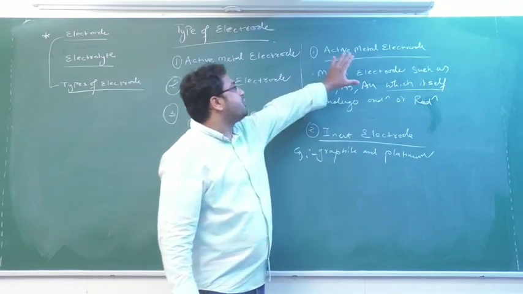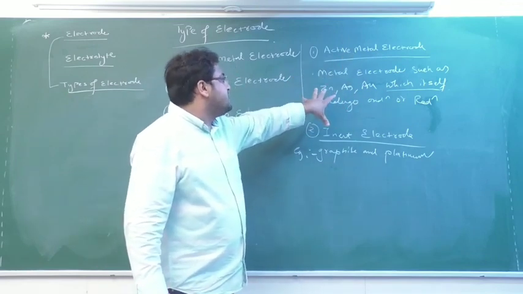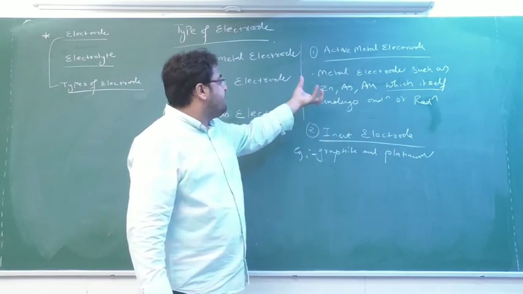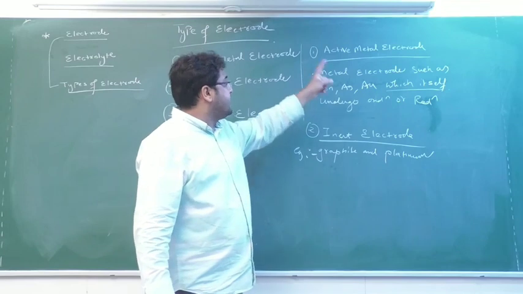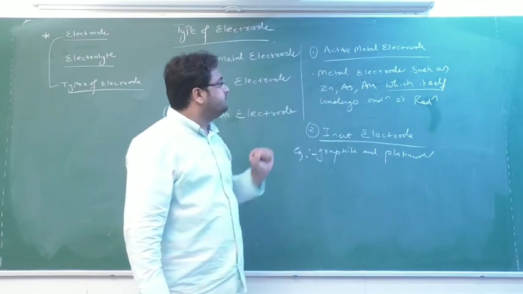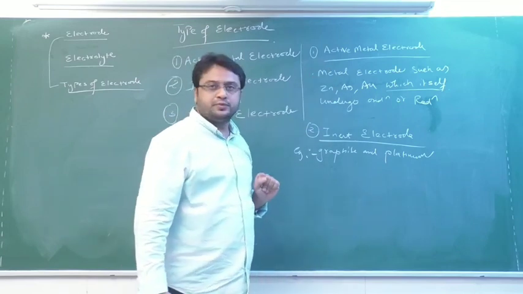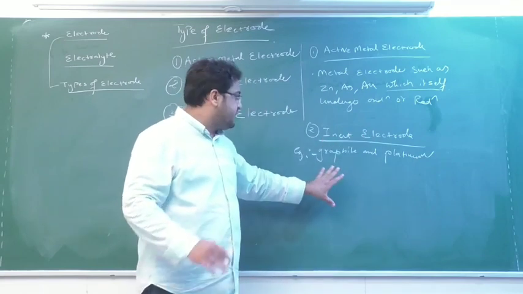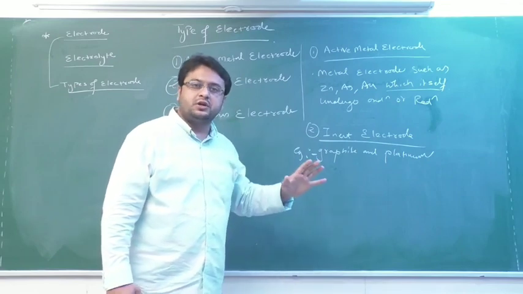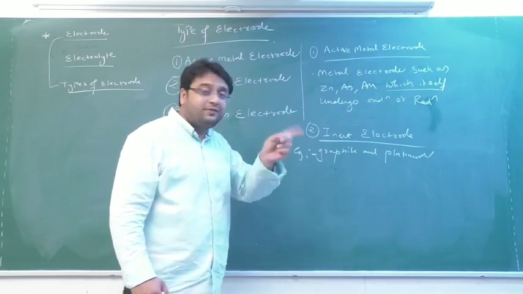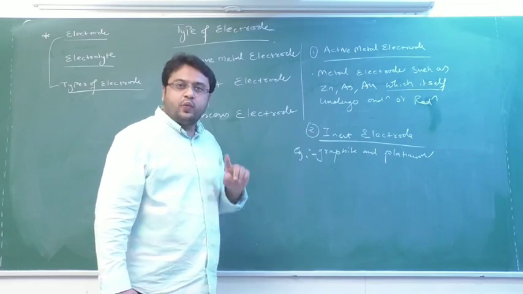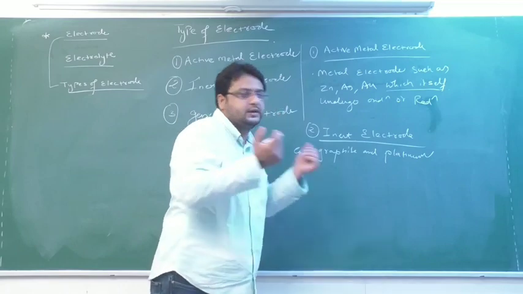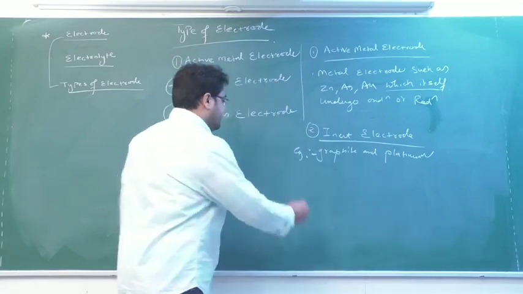See, in an active metal electrode, what happens? If I am taking zinc as the anode, after the reaction its weight will be reduced, or if zinc was acting as a cathode, its weight will be gained. So these are known as active metal electrodes. For an inert electrode, if I take graphite, after the reaction, whether graphite has done oxidation or reduction, weight will not change. Weight remains the same means they are just providing a space, a room to do the reaction. Similarly for platinum.